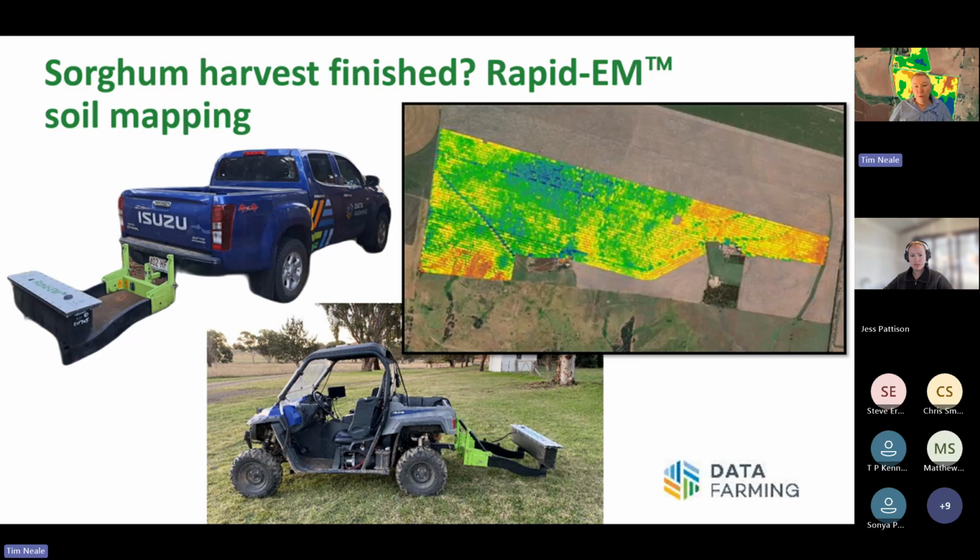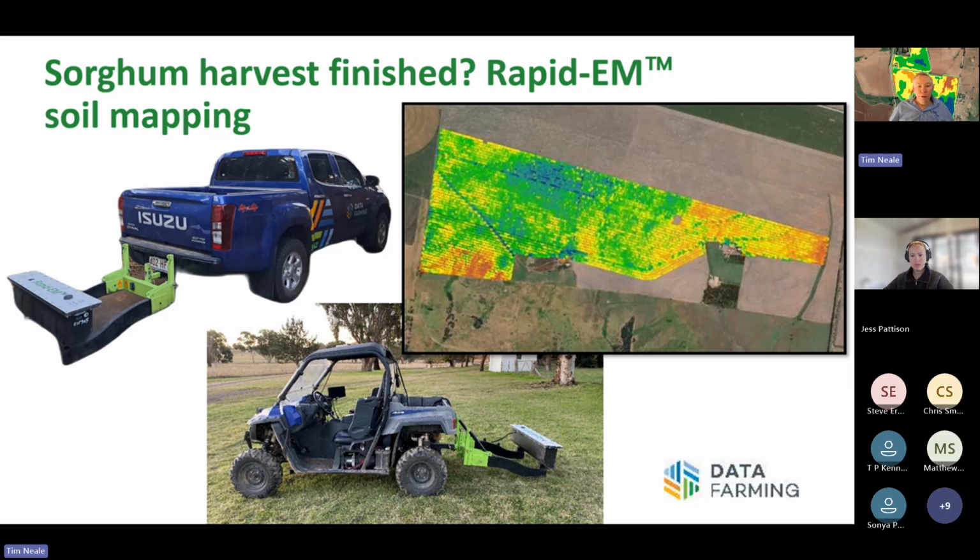We've got 5 machines across the country. One's actually available at the moment. So if you want to tuck in and do your EM mapping, then now's a good time to do that once harvest is finished. Typically, we're running these every 36 metres across a field.